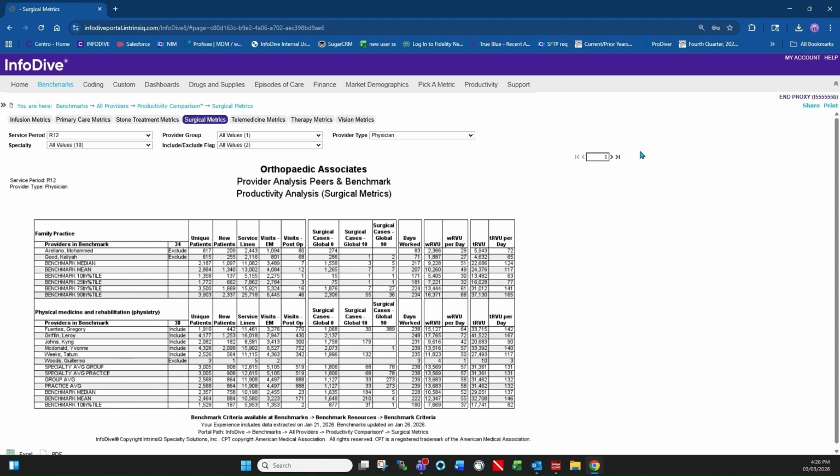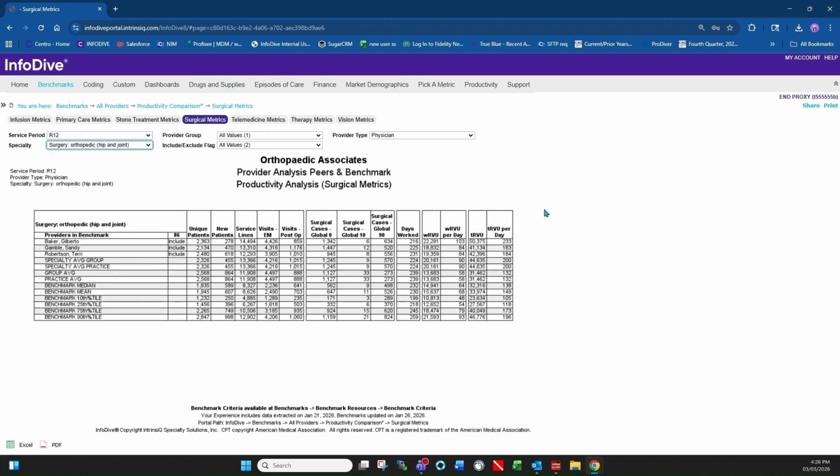Once we get into the report itself, you'll see that the filters across the top are defaulted to recent 12 and then provider type physician. All of the others are open to all values, but if you have a specific provider group that you're looking at or a specific specialty that you want to narrow this data down to, you can do so in the filters. For now, I'm going to go back to that example of the orthopedic surgery, hip and joint. That's going to give us those 3 doctors we just saw in the RVU report we looked at: Dr. Baker, Dr. Gamble, Dr. Robertson.